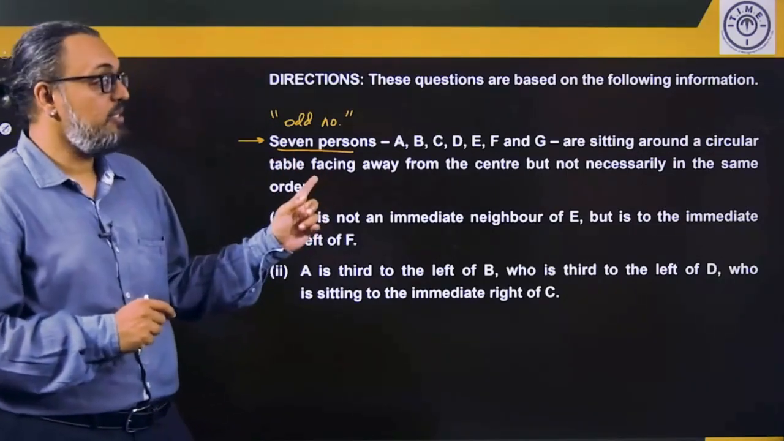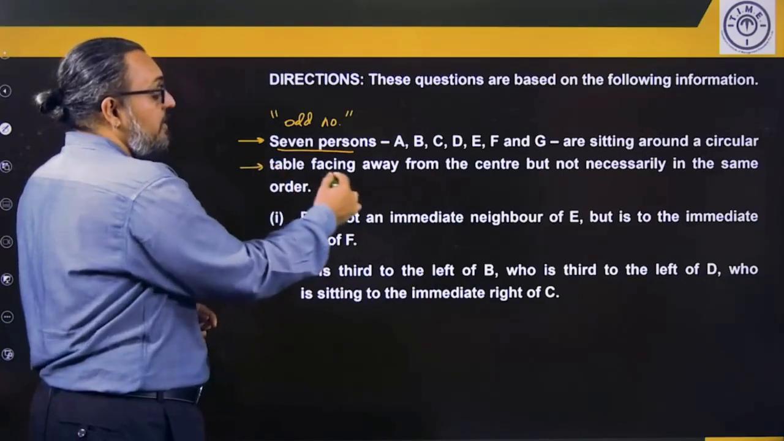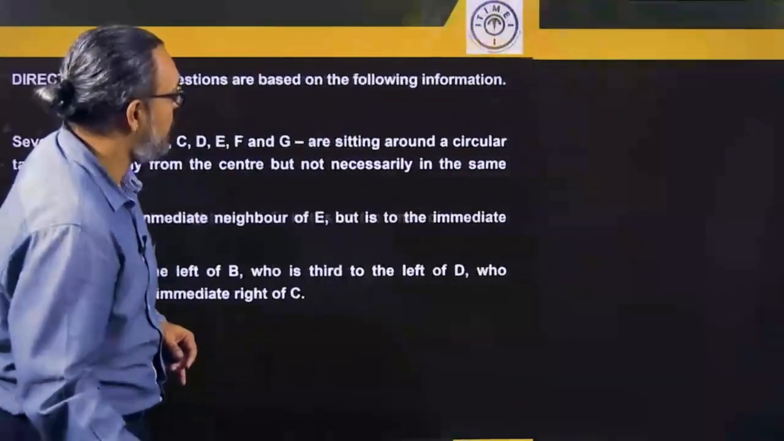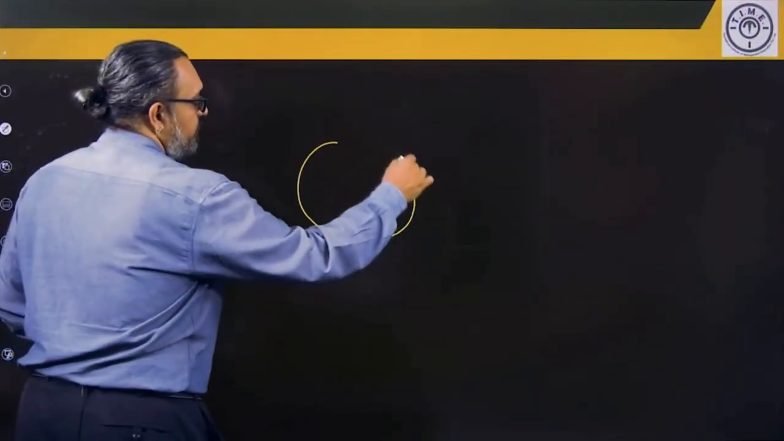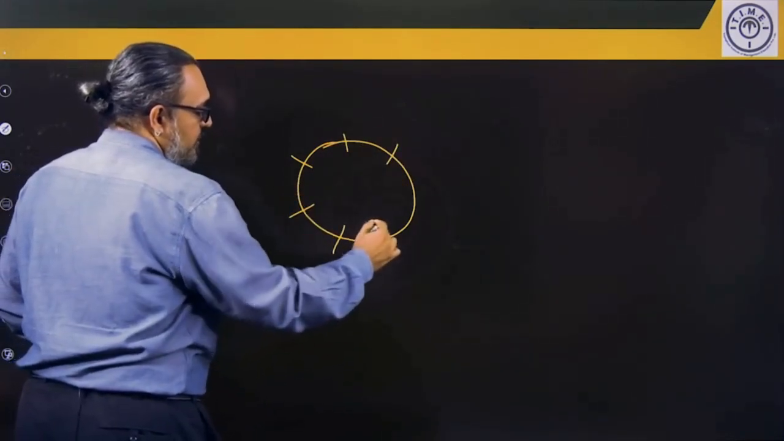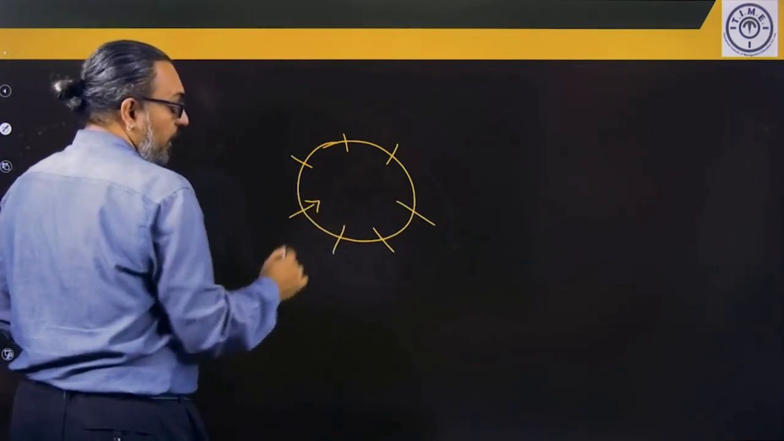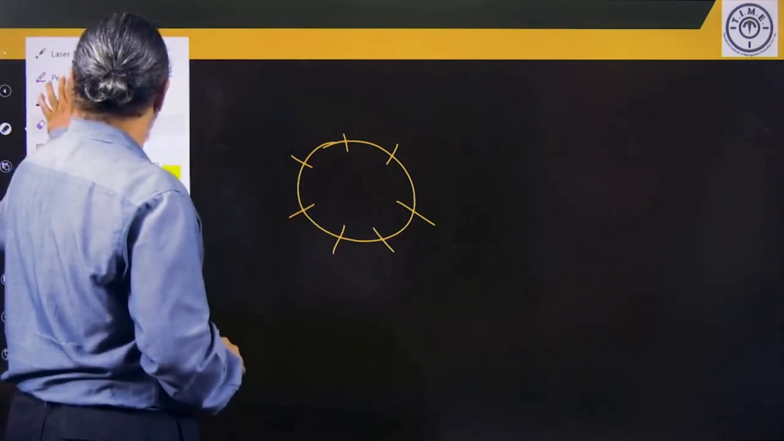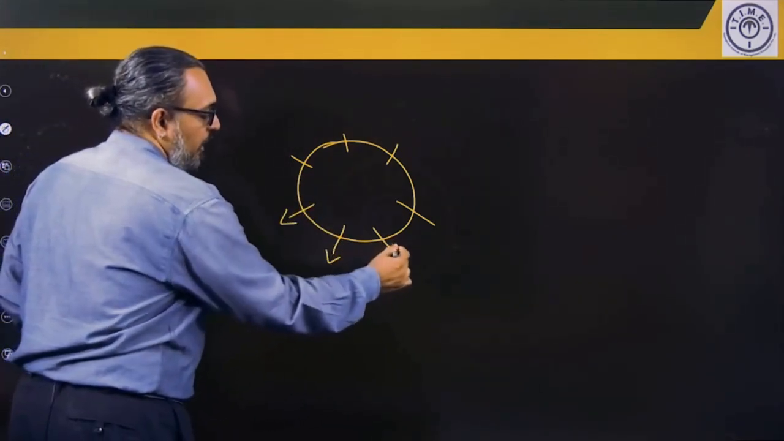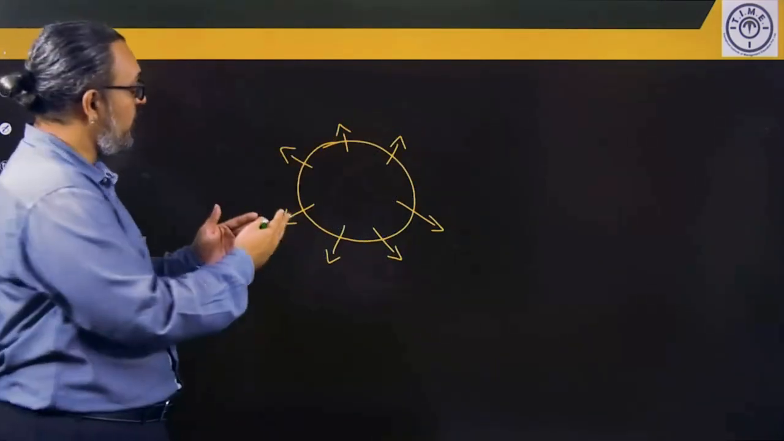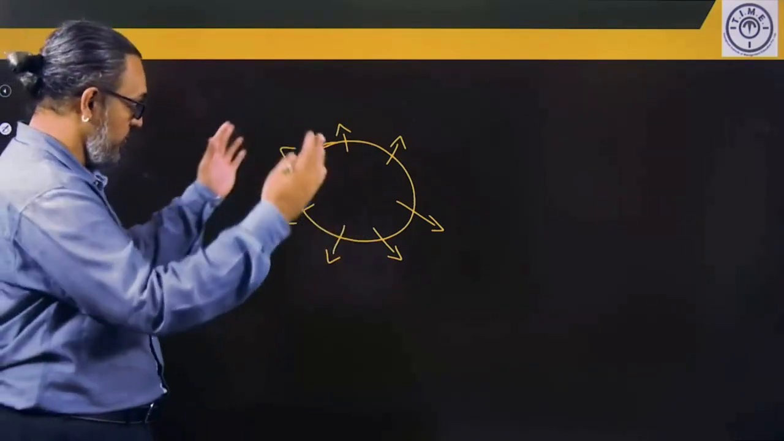So, we have an odd number of persons sitting around a circular table, and he says facing away from the center, not necessarily in the same order. So, let us take a circle with 7 persons. Spread them out as far as possible like this. But here the direction is facing away from the center, so everybody is facing away from the center, because we need to space them out so that they have equidistant positions from one another. But here there are no opposites to be identified.